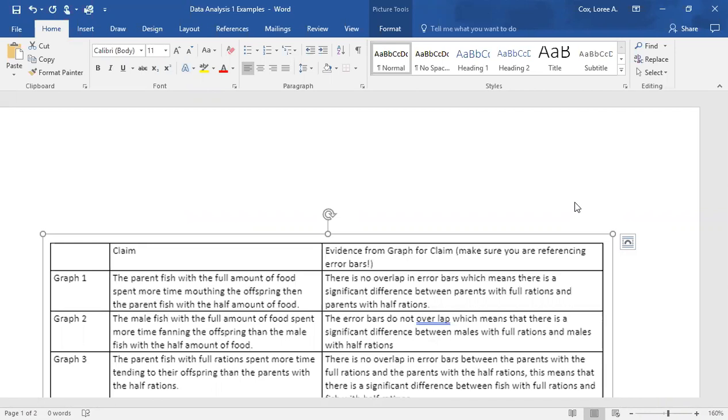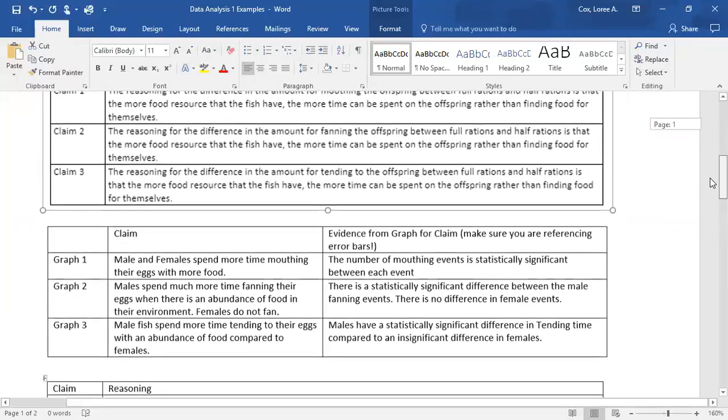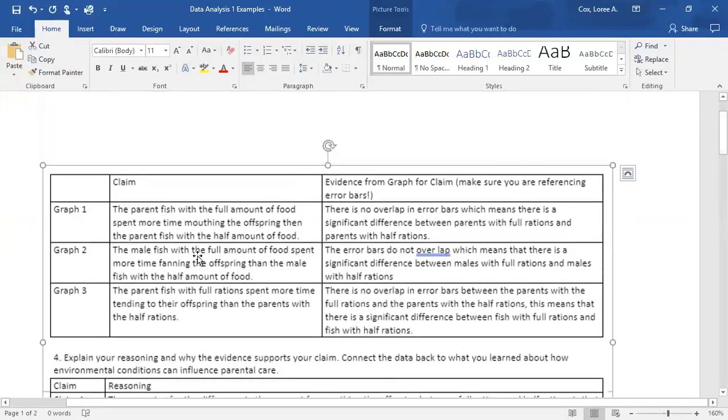Okay, and then they did reference the error bars, but it doesn't really reference if they're talking about males or females. So there's no overlap in error bars, which means there is a statistically significant difference between parents with full rations and parents with half rations. They're not stating here what error bar overlap they're actually looking at, right? So it's a little bit cloudy here. So let's look at another one. Now, if you didn't get a claim and you didn't get evidence from the graph that supports that claim, that makes sense, the reasoning point is not gainable.